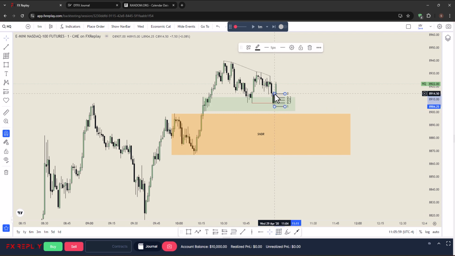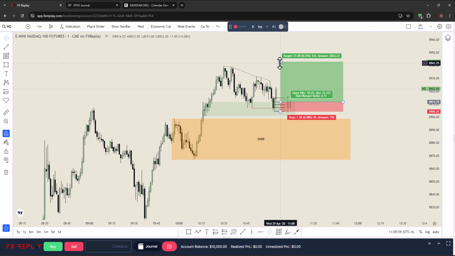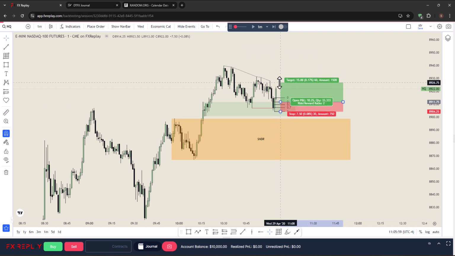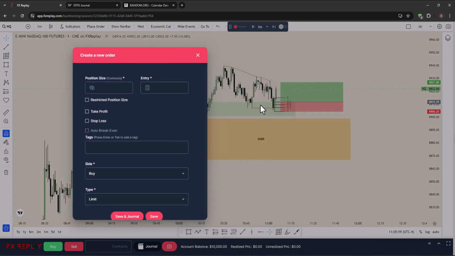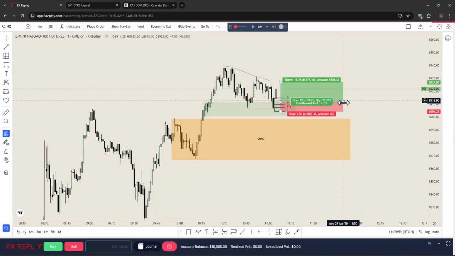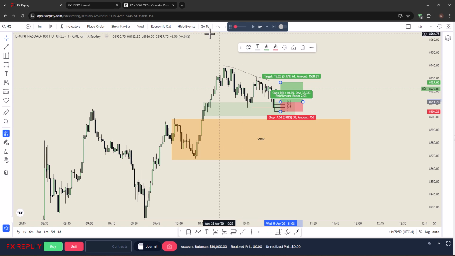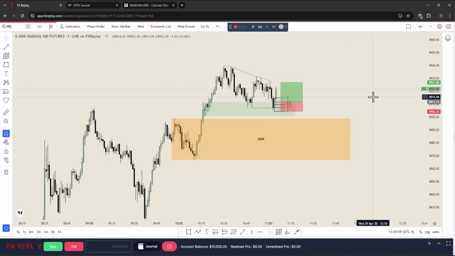Let's see if we're gonna get an entry. So the entry from the 30%, and let's target 2R, right? But if price will liquidate those highs, then I'm gonna remove the limit order, right?